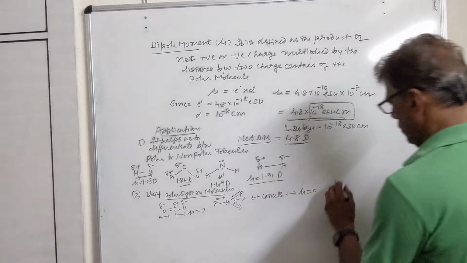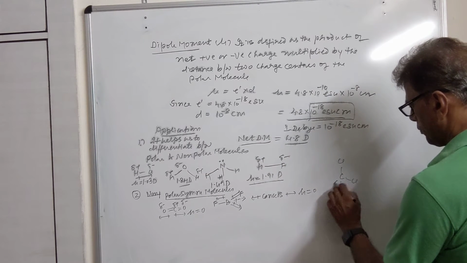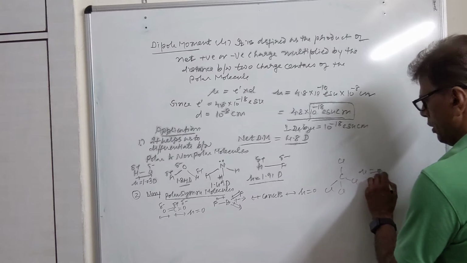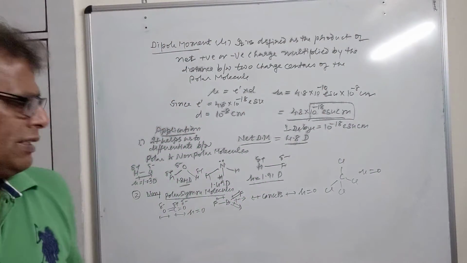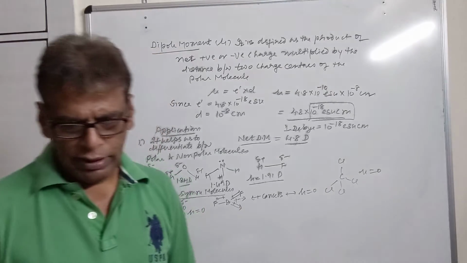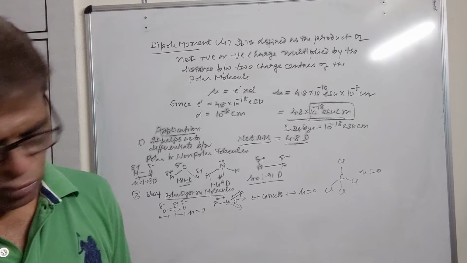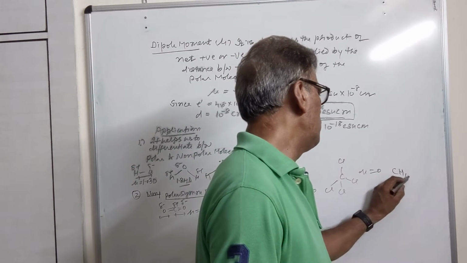So symmetrical polar molecules don't have dipole moment. This is also having dipole moment 0. So CO2, PF3, CCl4, all these molecules have 0 dipole moment because they are symmetrical molecules. We have methane also, that is also having mu equal to 0.